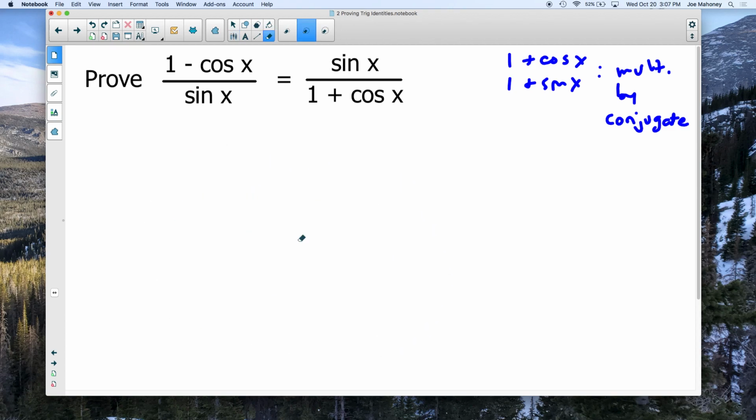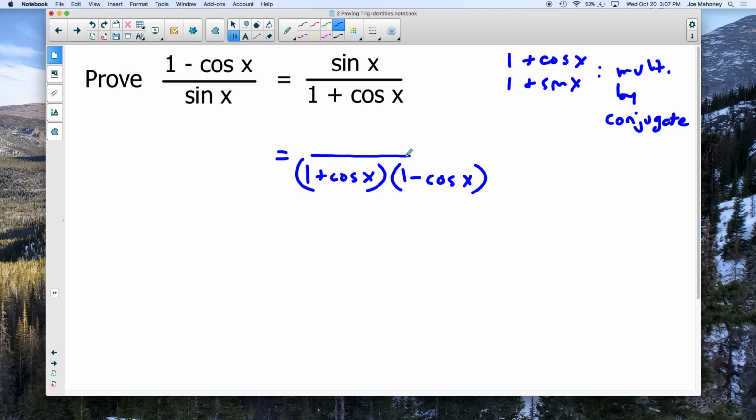So maybe this time I'll start on the right-hand side. And what I'm going to do is multiply the top and bottom of the expression by the conjugate of 1 plus cos x. So I'm going to multiply my denominator by 1 minus cos x. But remember, whatever I do to the bottom, I've got to do to the top. So I'm going to multiply the numerator by 1 minus cos x as well.